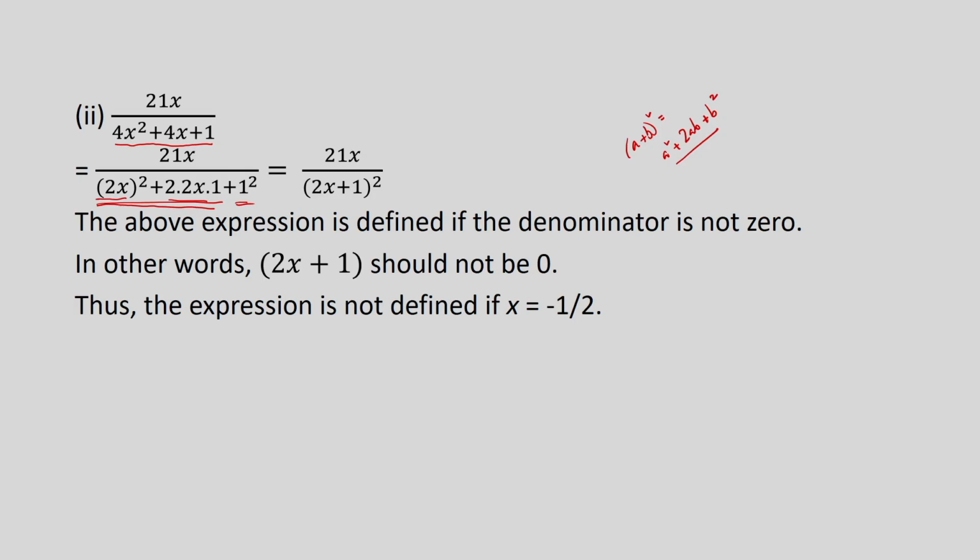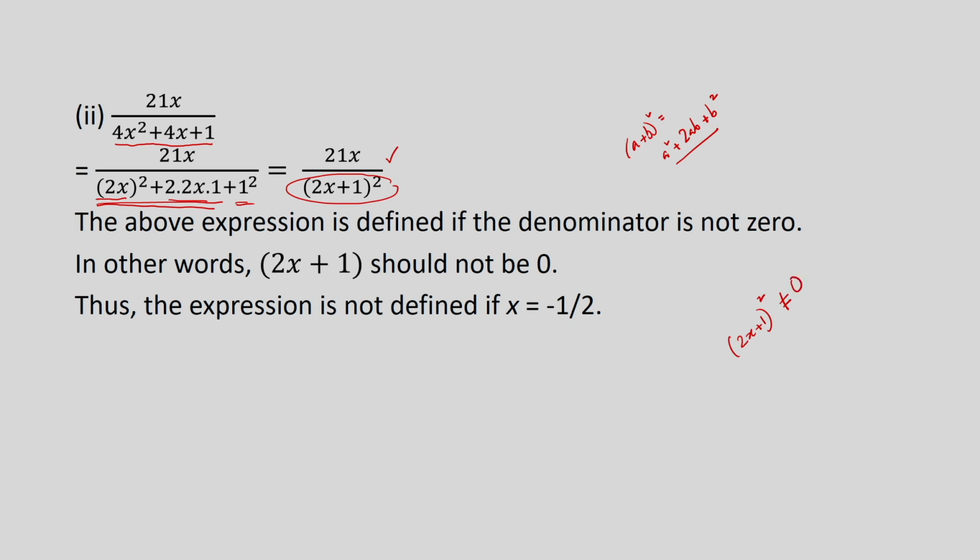Now, after we have got this term, we use the previous property that any expression is not defined if the denominator is 0. So, for this expression to be defined, the denominator cannot be equal to 0. What is the denominator? The denominator is this 2x plus 1 whole square. In other words, 2x plus 1 whole square should not be equal to 0.